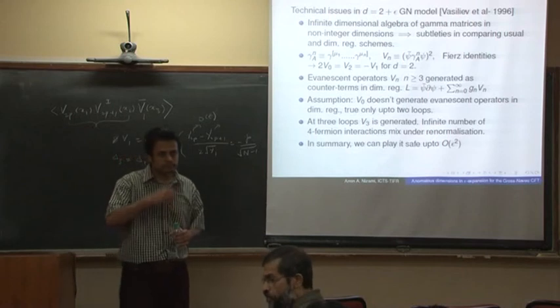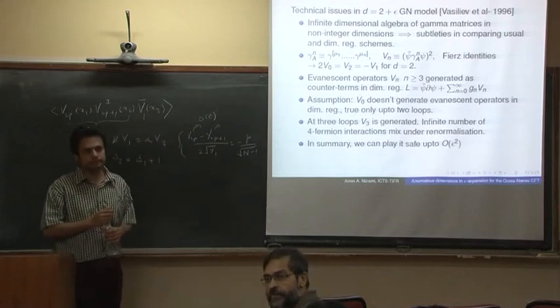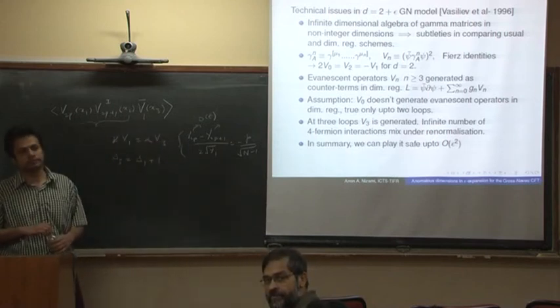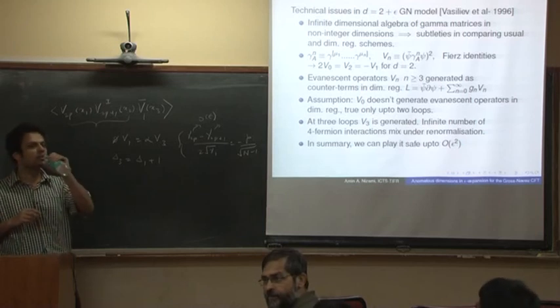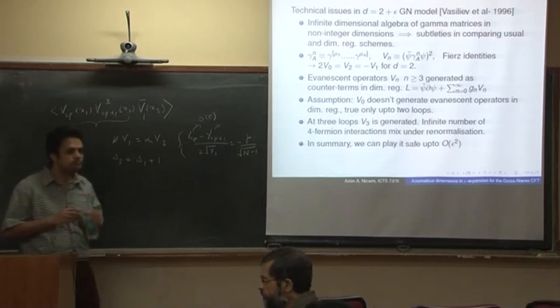Yes, so he is assuming that the anomalous dimension will start from the external sphere. So this is not regarded.